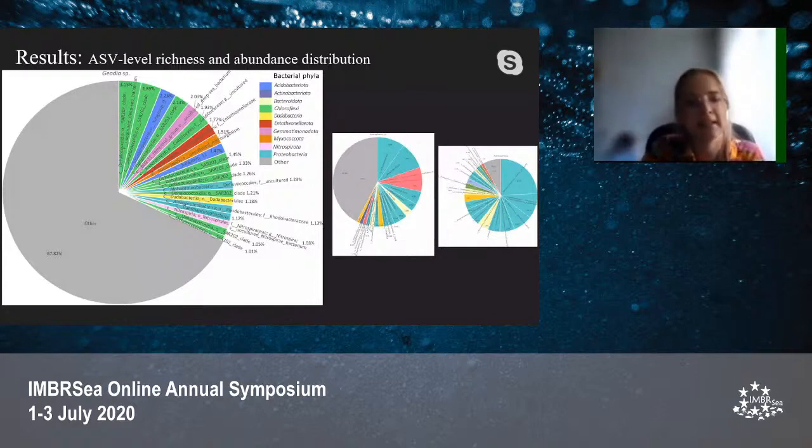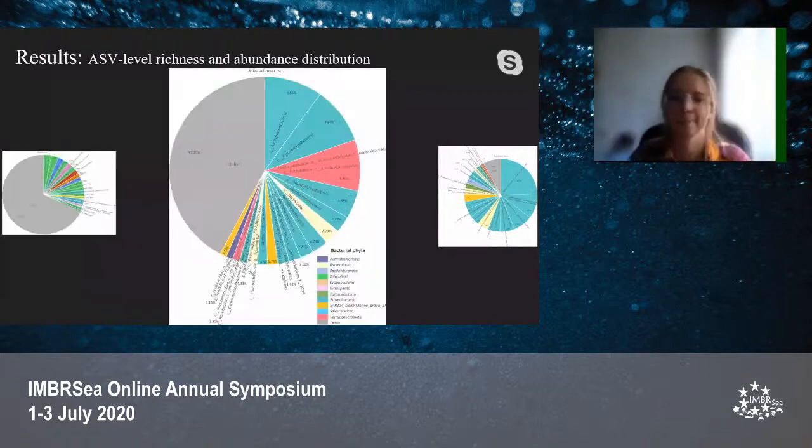And the 68% of the rest of the pie chart presents the ASVs that are under 1% of relative abundance. So that actually indicates that the richness of the symbionts in the Geodia genus is very high.